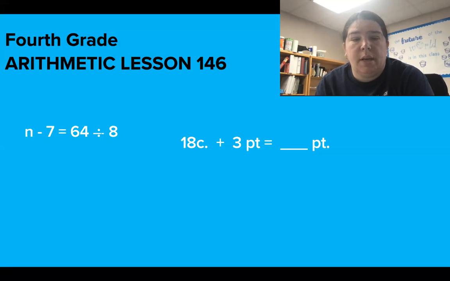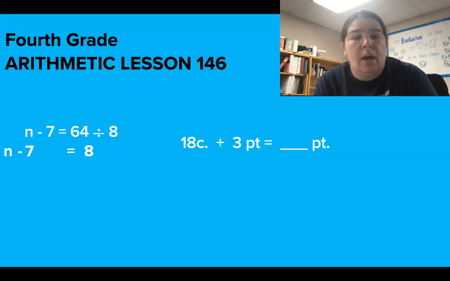We're going to start today with some practice for your equations. Remember, your equations you want to be equal on both sides. So the first thing we do to find what n equals is we look at the other side. 64 divided by 8 equals 8. N minus 7 we rewrite.